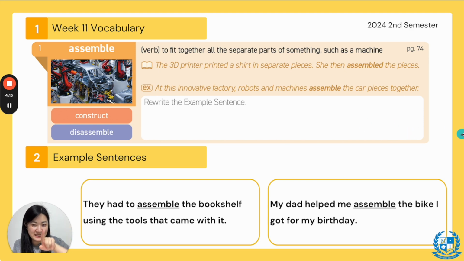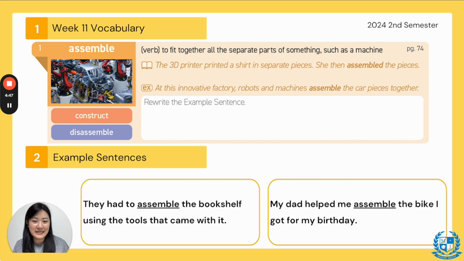Let's look at the sentence here. It says they had to assemble the bookshelf using the tools that came with it. So sometimes when you buy a bookshelf, it'll just come to your house, ding dong, already made. However, some other types of bookshelves, they just give it to you in pieces, right? Big planks of wood, and then you'll have to screw things in and hit the nail and assemble it, which means to make your own bookshelf.